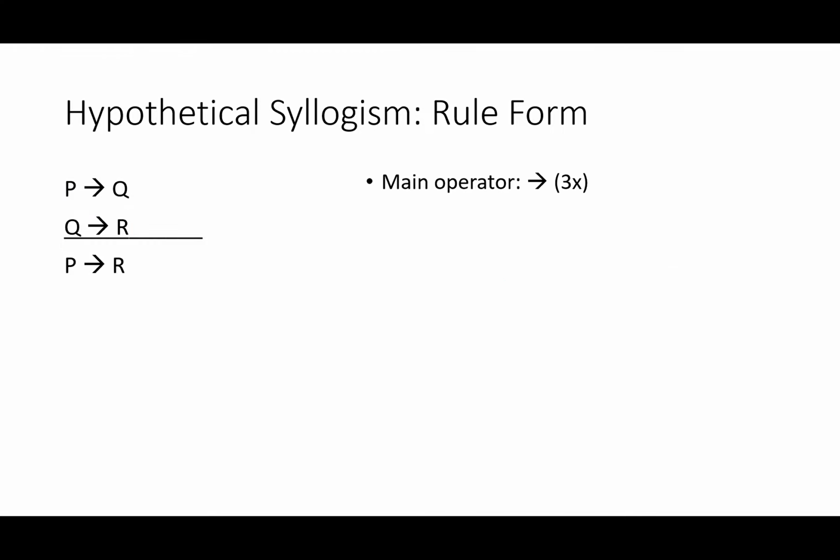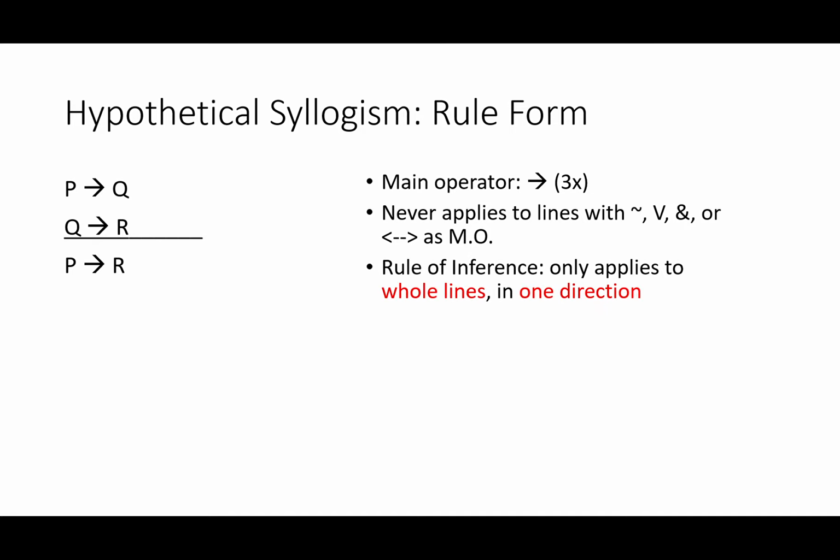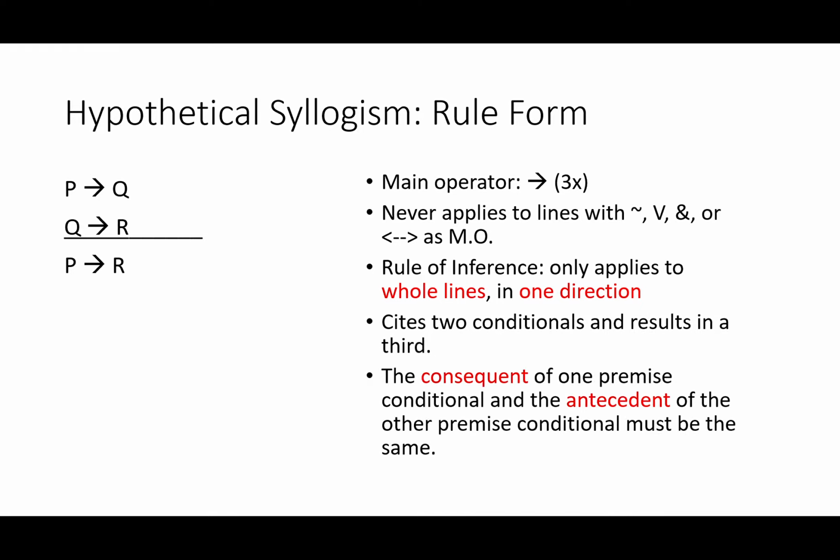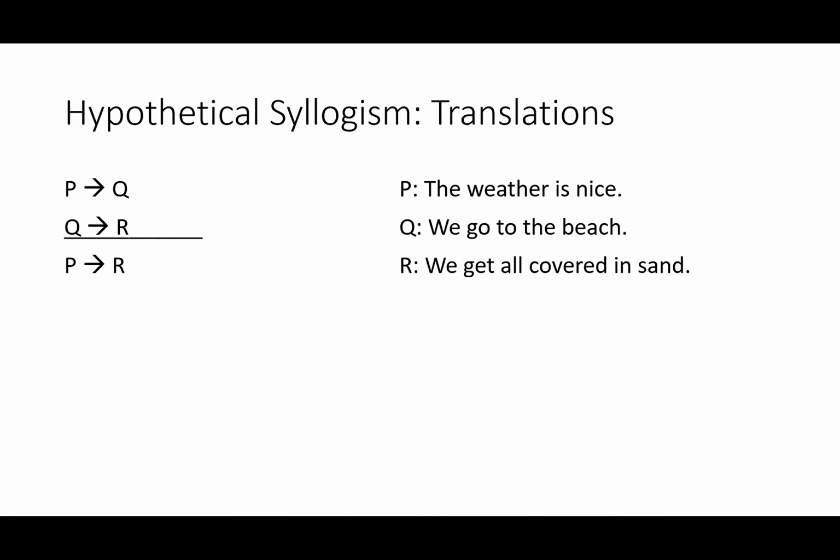The main operator in this rule will always be three conditionals, or three arrows. It never applies to lines with not, v, ampersand, or biconditional as the main operator. As a rule of inference, it applies only to whole lines and only in one direction. It cites two conditionals and results in a third every time. The consequent of one premise and the antecedent of the other premise must be the same.